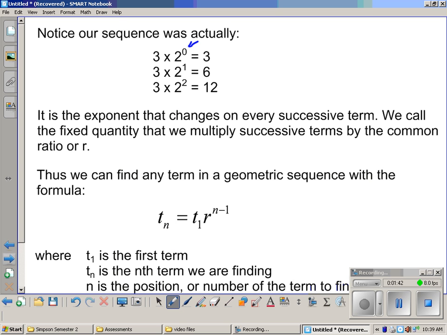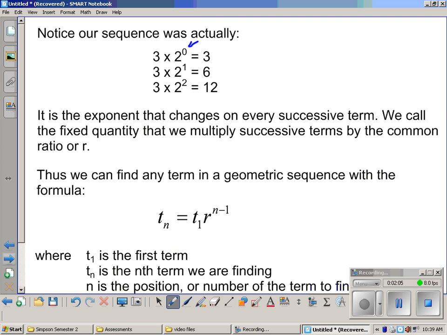The next one works out to 3 times 2 to the power of 2. 2 to the power of 2 is 4, so 4 times 3 is 12. It is the exponent that changes on every successive term. We call the fixed quantity that we're multiplying successive terms by the common ratio, or r.